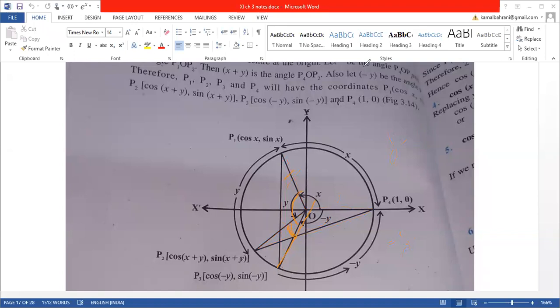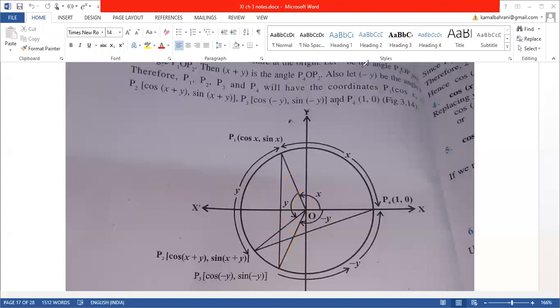This much is a common angle in the first triangle and the second triangle also. This angle is common in both. Clear? This much is y, here also we have y, but this is common. So y plus z, suppose this is z, here also y plus z will be equal. So by SAS, side angle side, these two triangles will be congruent.